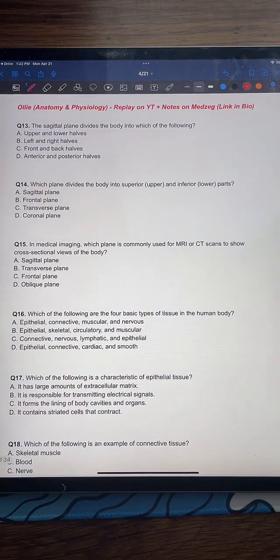Question 13. The sagittal plane divides the body into which of the following?